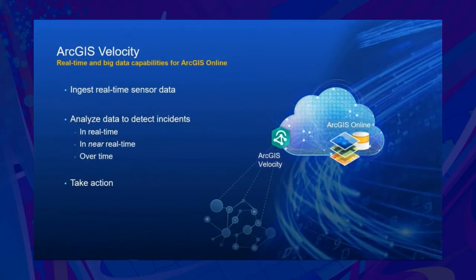And ArcGIS Velocity is a new capability that extends Esri's Geospatial cloud with real-time and big data functionality to address these kinds of use cases. So ArcGIS Velocity provides a wide variety of capabilities to ingest and work with sensor data. You can just configure out-of-the-box connectors to bring in data from IoT platforms and third-party APIs.